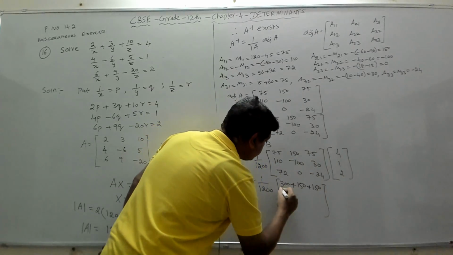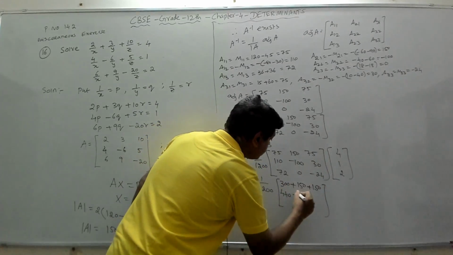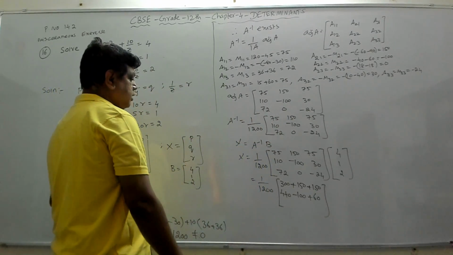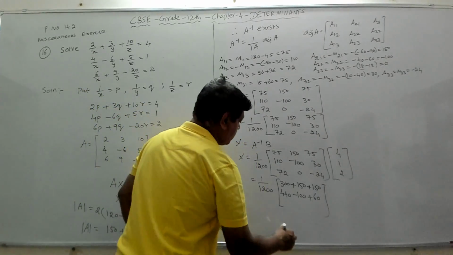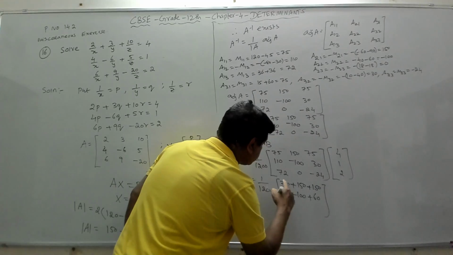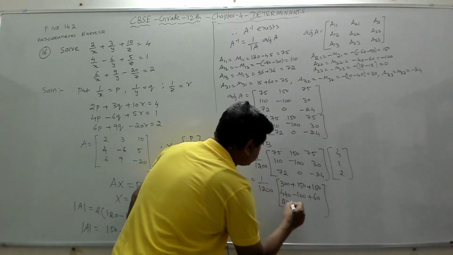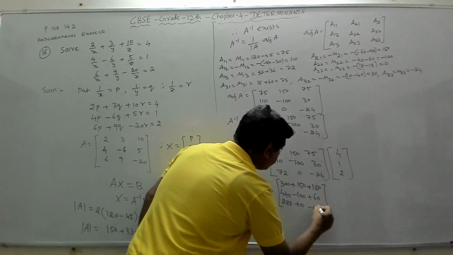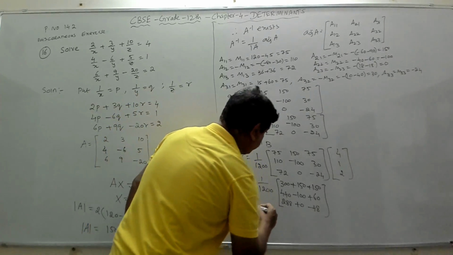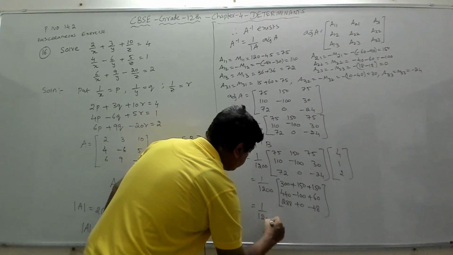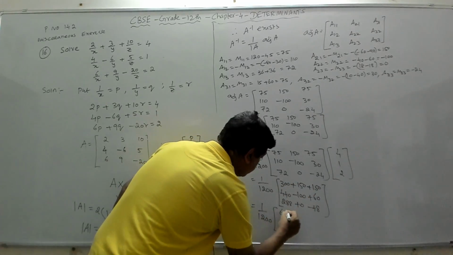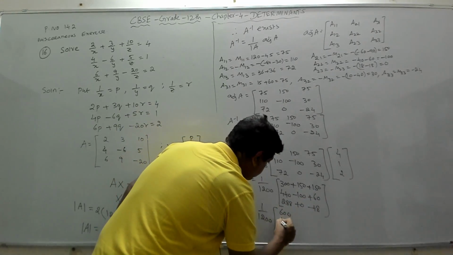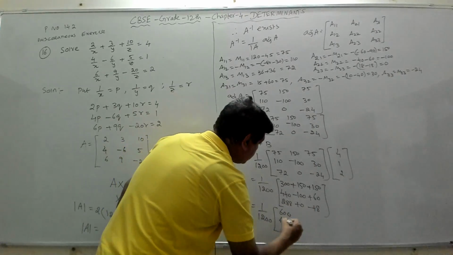Then 110 into 4 is 440, minus 100 into 1 is minus 100, plus 60. Then the next one is 72 into 4, which is 288, plus 1 into 0 is 0, then 2 into 20 is minus 48. So finally this will become 1 by 1200 of 300 plus 300 is 600, 400, 440 plus 60 is 500, minus 100 is 400, and this is 240.